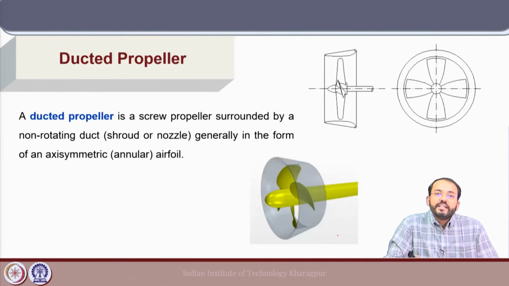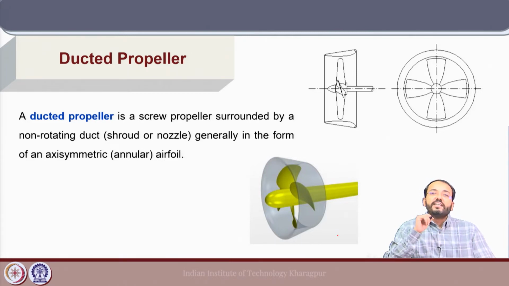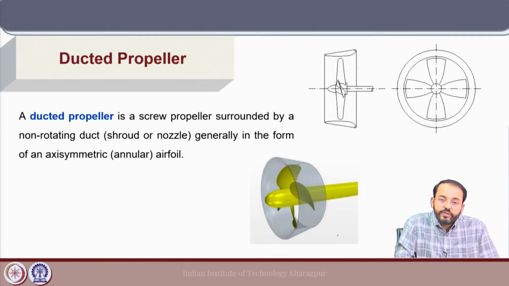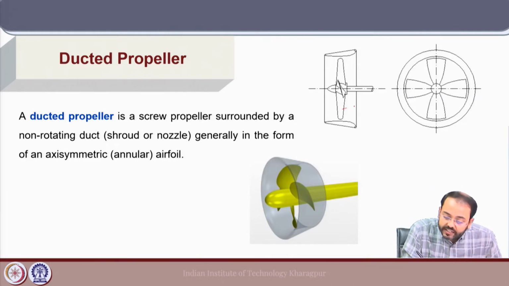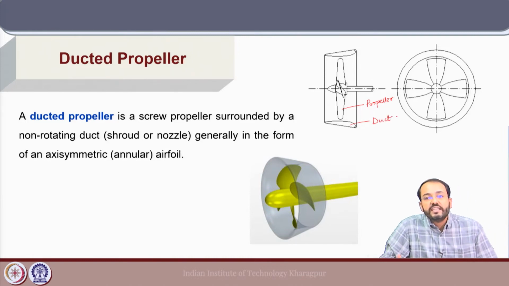A ducted propeller is a screw propeller surrounded by a non-rotating duct. Now, this duct is in the form of an axisymmetric annular airfoil. So, for a ducted propeller system, we have the propeller here, which is surrounded by a duct, and the section of a duct is typically that of an airfoil section, and depending on the performance required, there are different types of duct sections which are used for different operation conditions.